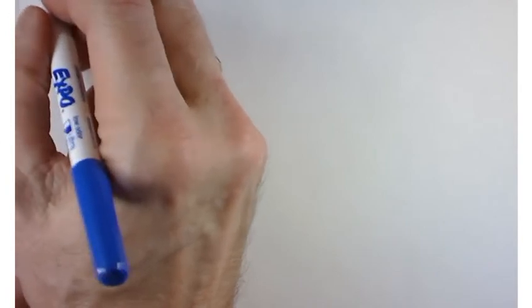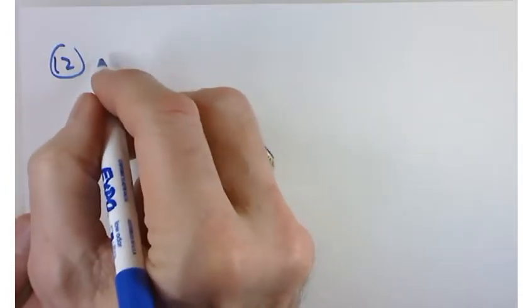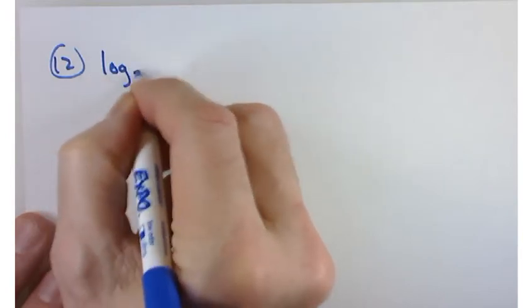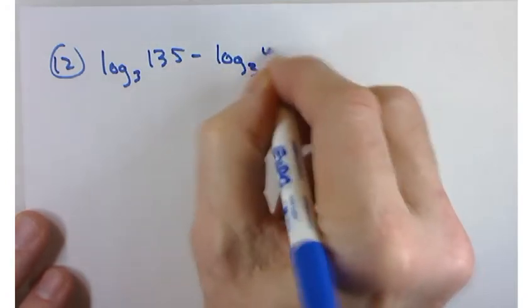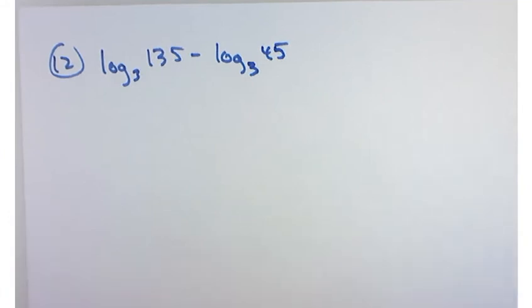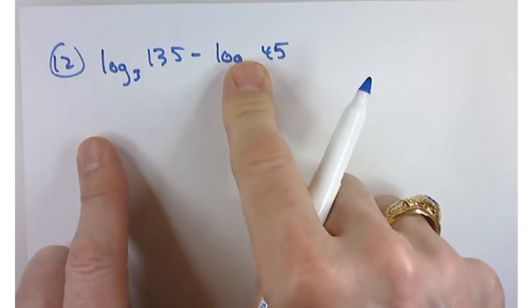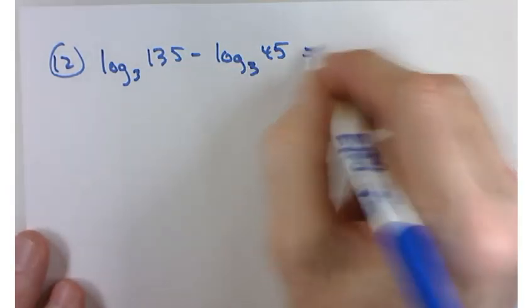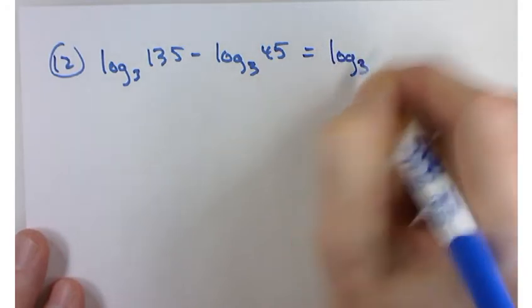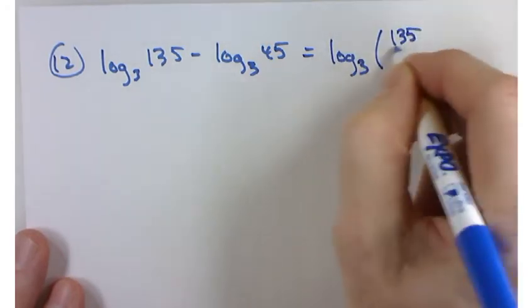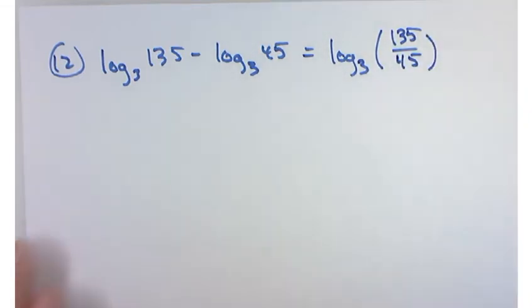Let's see if we can evaluate a few of these things without a calculator. And we'll start with log base 3 of 135 minus log base 3 of 45. So the challenge is to use our rules in the opposite direction. When I have the difference of 2 logs, that can be written as a quotient. So I'm combining things. Instead of expanding things, we're combining things. So it looks like this. But it can be written a little bit easier.